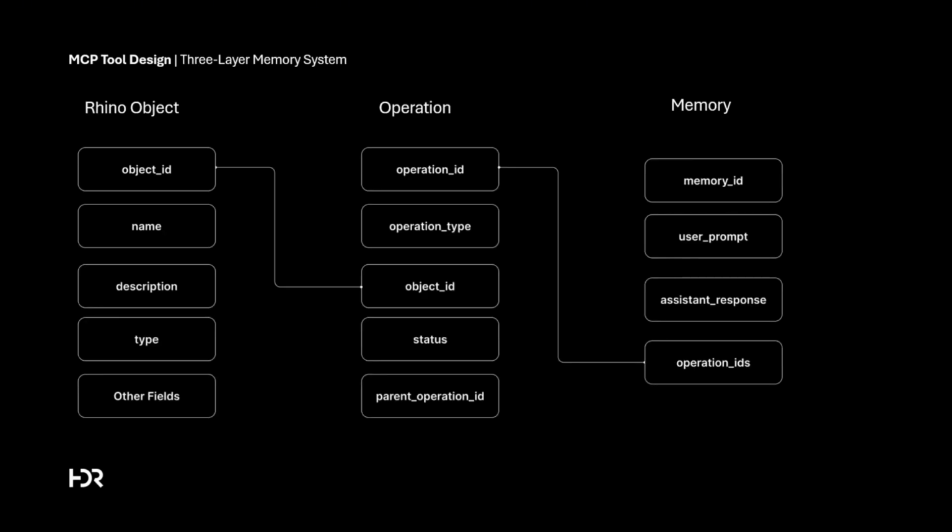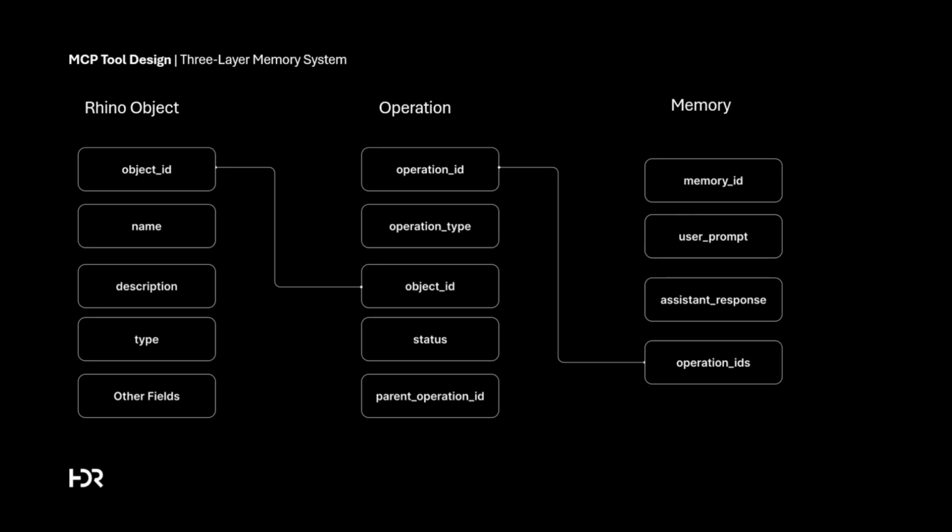Another challenge for us is how to make the agent or MCP understand users' intentions more comprehensively. For example, when users say, I want to make the room I previously mentioned larger, how does the agent understand which room the user refers to?